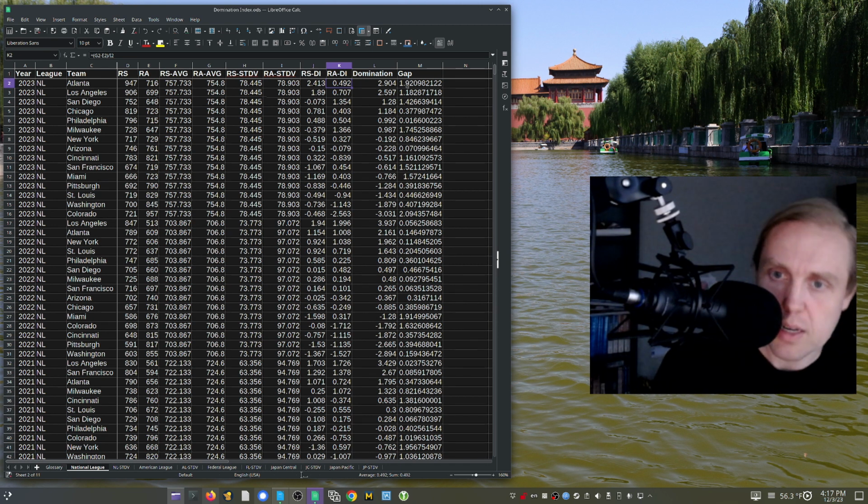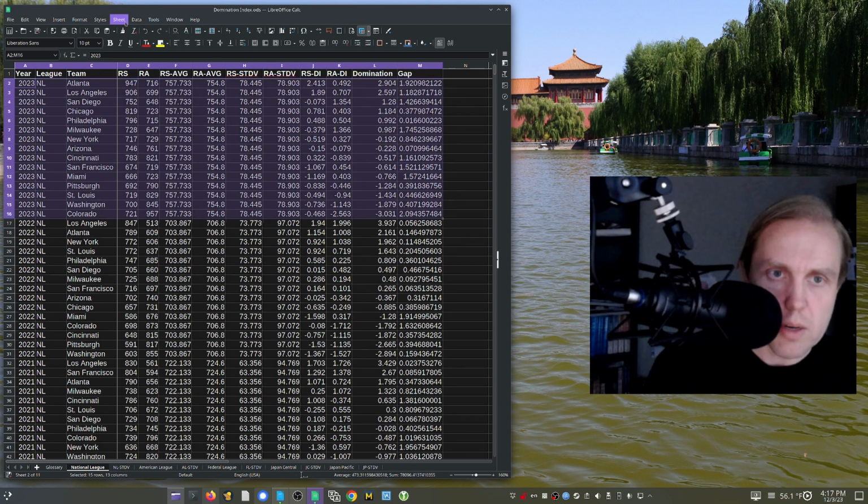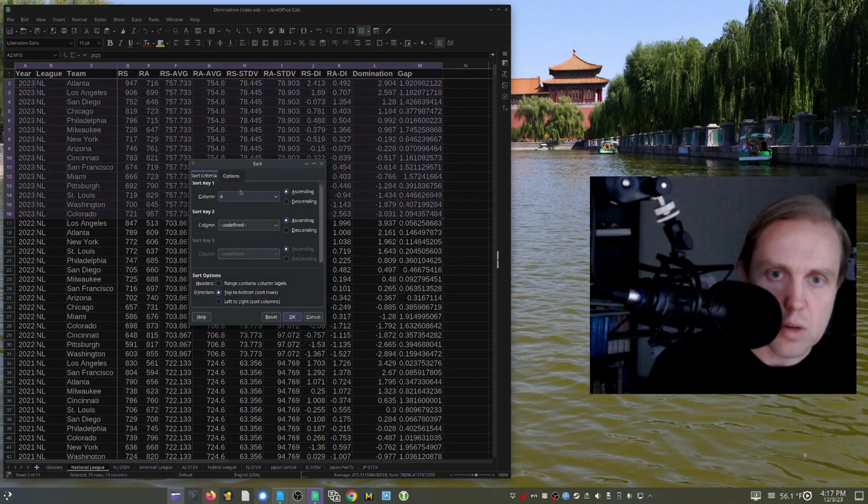There's other things I've looked at as well. The gap thing is something I'm interested in, which is how much of a difference is there between this and this. And so it's the absolute value of this minus this. Why absolute value? Because I don't really care which one is bigger. I just care that there's a difference. Now we're going to look at 2023. We'll look at every league. We'll start here with the National League. So we're going to sort this one by the Domination Index number, which is L, and we'll sort it descending.